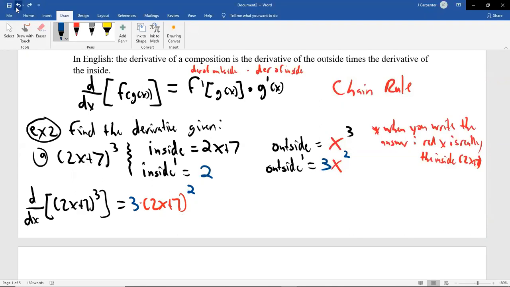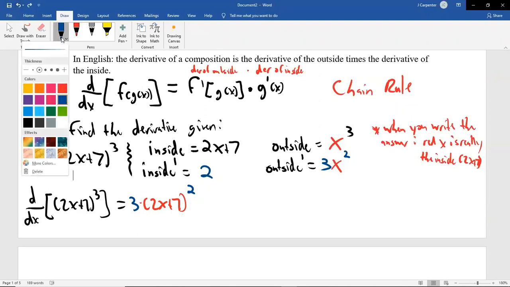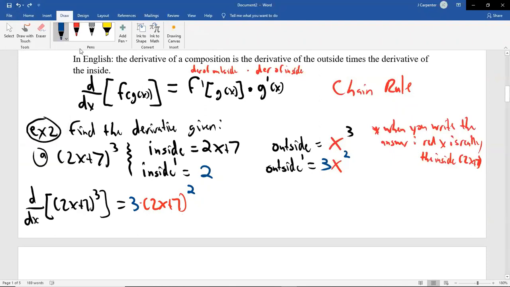Okay, so that's the derivative of the outside. Then we have our times. And this next part is supposed to be the derivative of the inside. Derivative of the outside times derivative of the inside. The derivative of the inside, we just had 2, so we just write a 2.